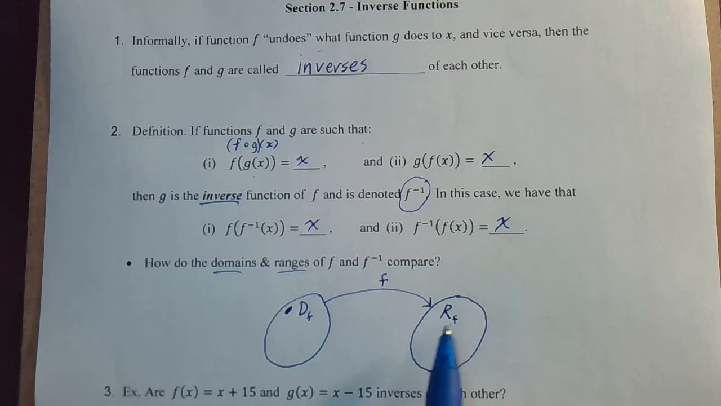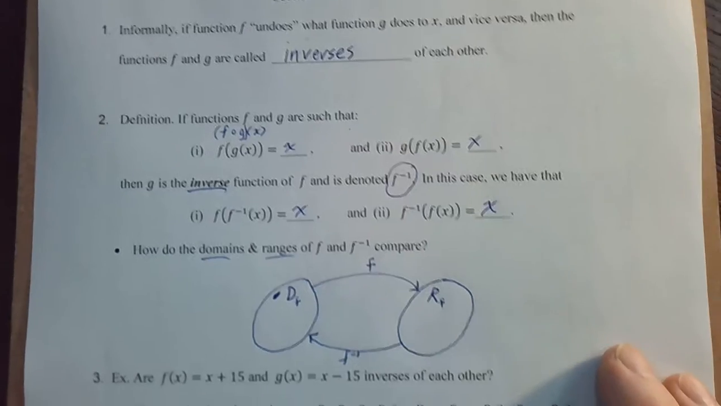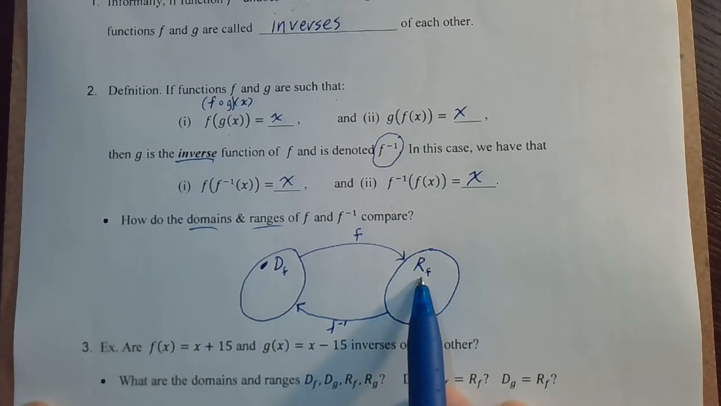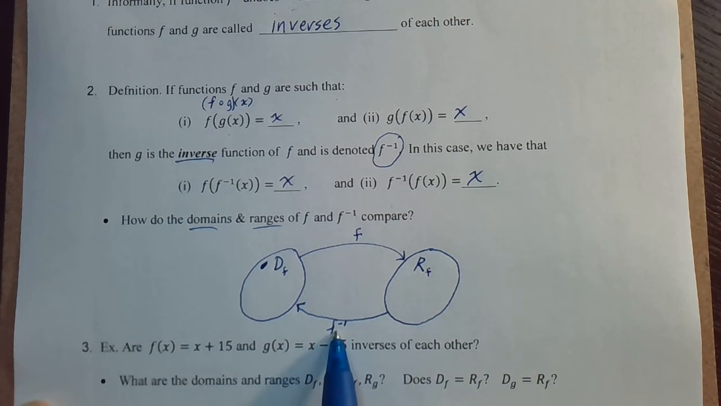Well, f inverse starts with these numbers and maps them back to here. So f inverse could be going this direction. So what's another way of saying the range of f? It's the domain of this function.